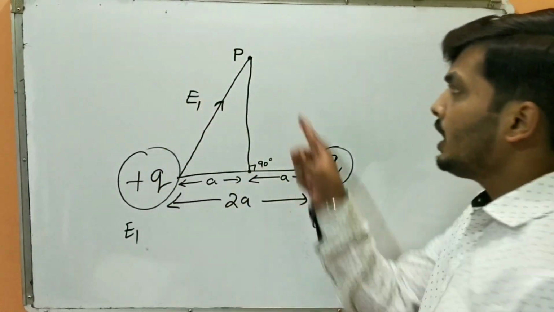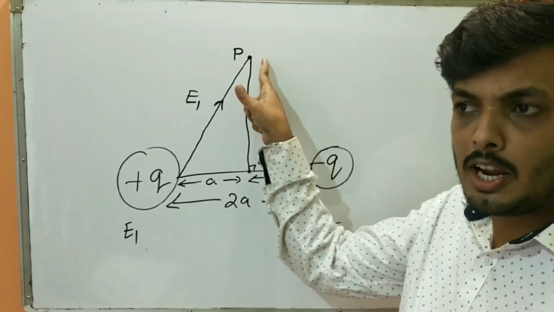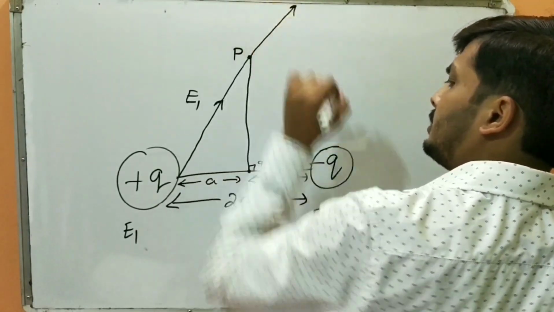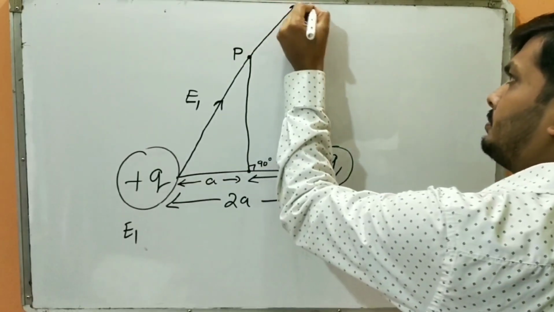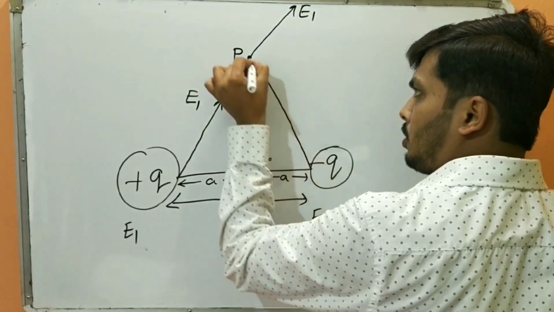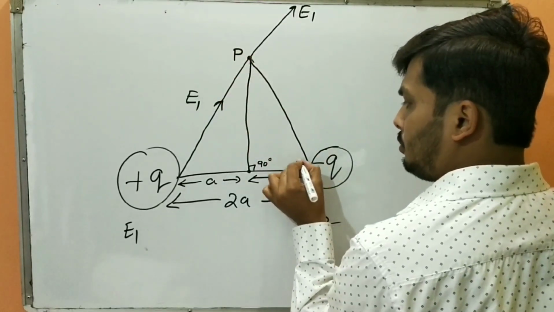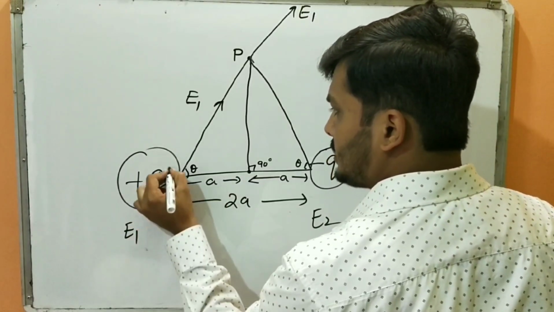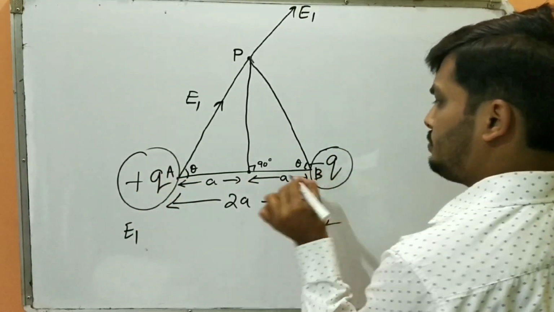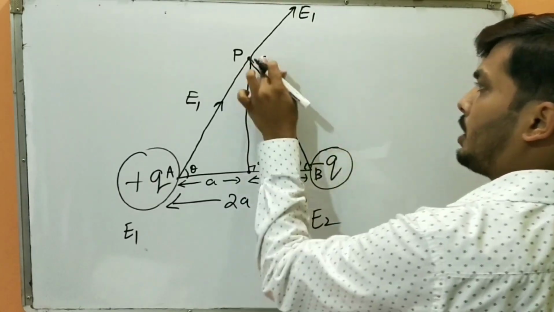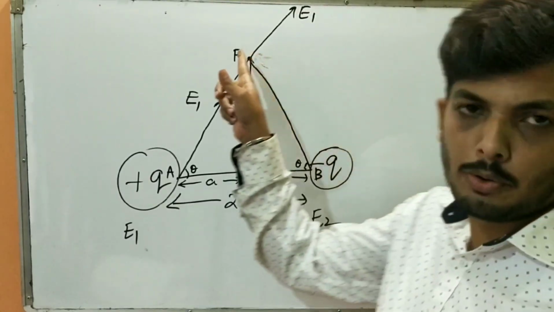Now students, we are interested to find what is the electric field at this point P. Now you know that if I extend this line, this will be E1. Same thing from here. I'll draw a right angle triangle. This will be theta, as well as this will be theta. I'll give this labeling as A, and this is B, and this point as C. Okay, I don't want C. Let it be P only.